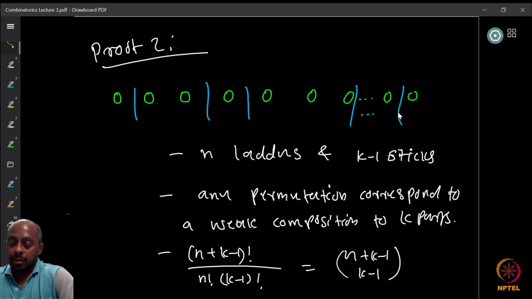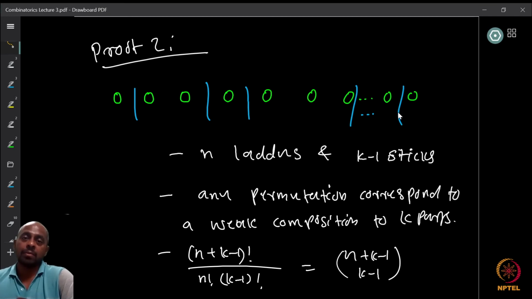Now the sticks, once they are kept, decide the composition or the distribution of the laddus, because the first child can take all the laddus till the first stick. If the first stick is in the beginning, then that child does not get anything.